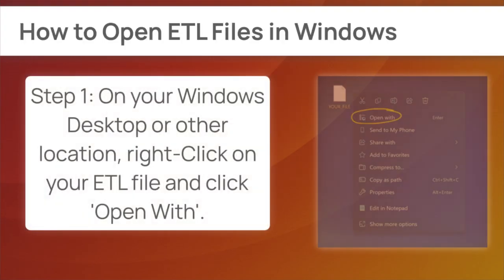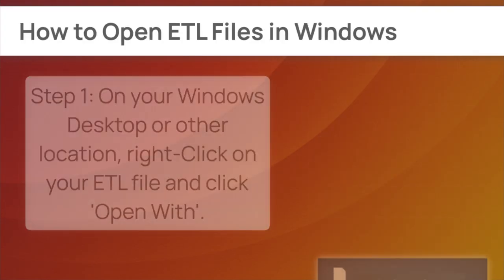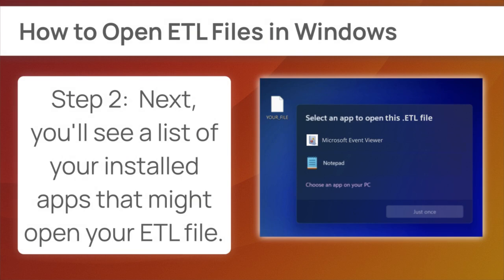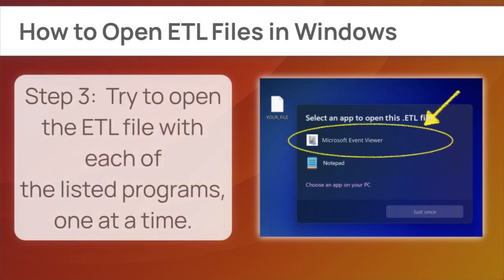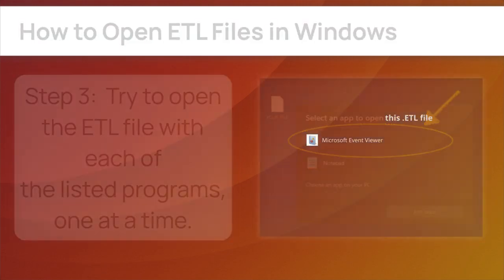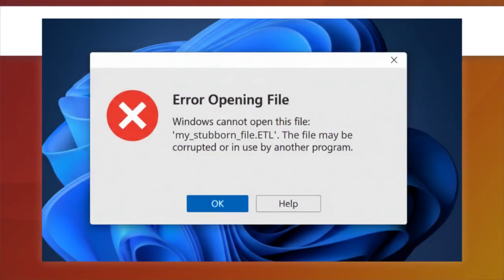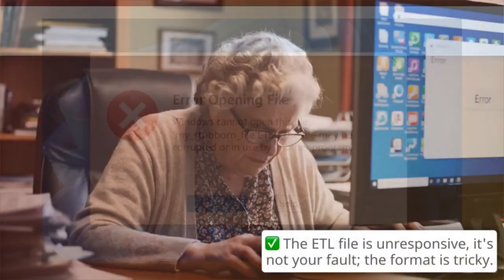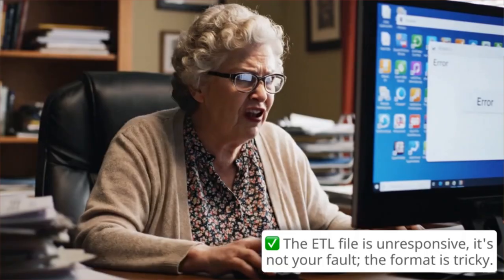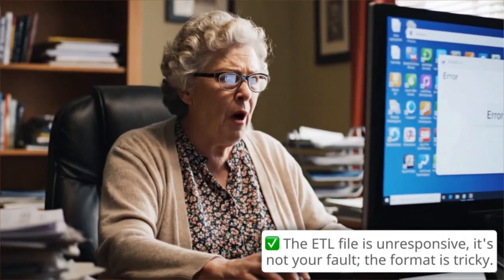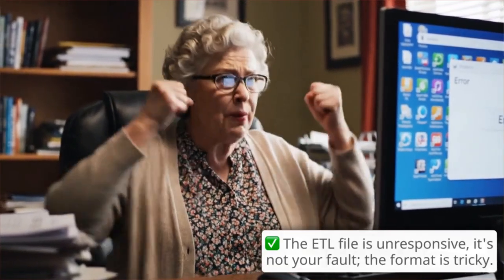Open the menu by right-clicking your ETL file and choosing Open With. Try Microsoft Event Viewer first. If it's absent, select another program. This trial and error process is essential for troubleshooting. If you still cannot open your ETL file, that is okay. To truly fix this, let's review the why, the top technical reasons this specific ETL error occurs on your system.